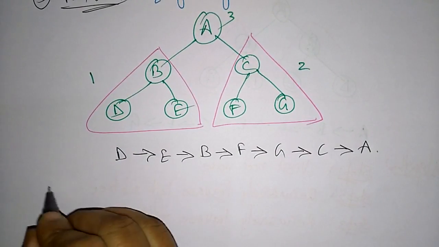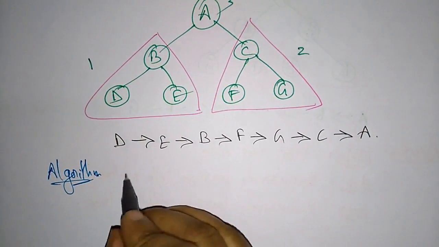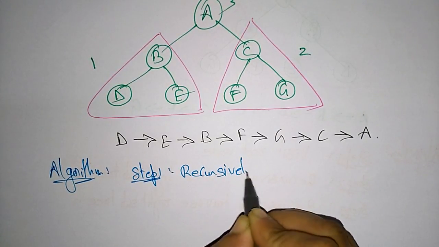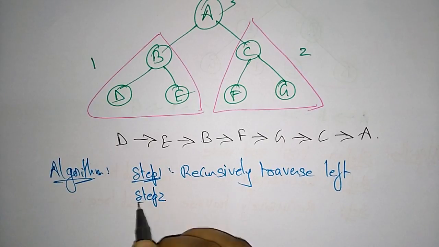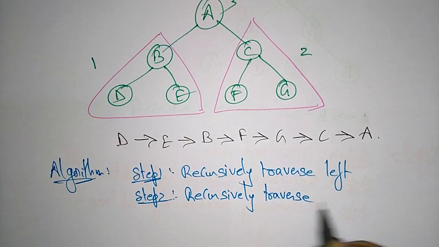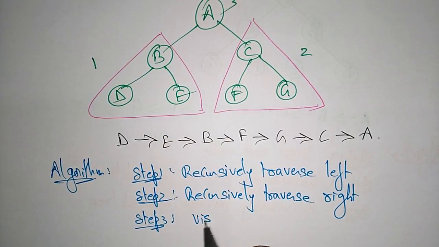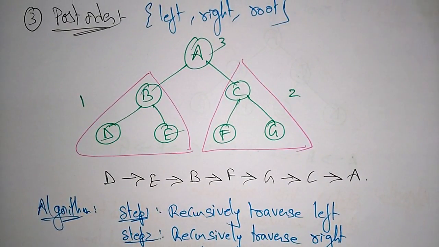Now the algorithm. Until all nodes are traversed, step 1, recursively traverse left. Step 2, recursively traverse right. And step 3, visit root node finally. So this is postorder. These are the three traversal strategies: preorder, inorder and postorder. Thank you.